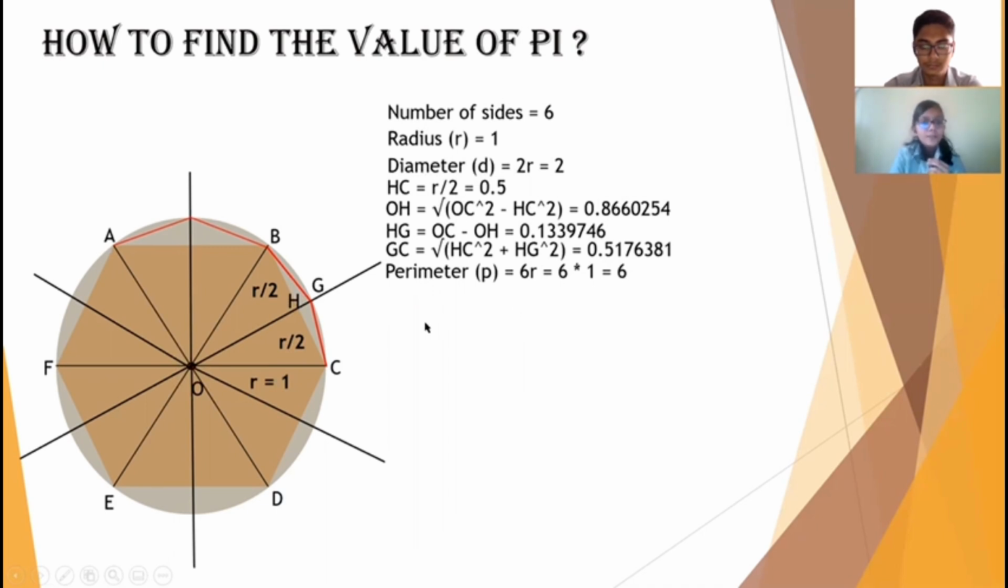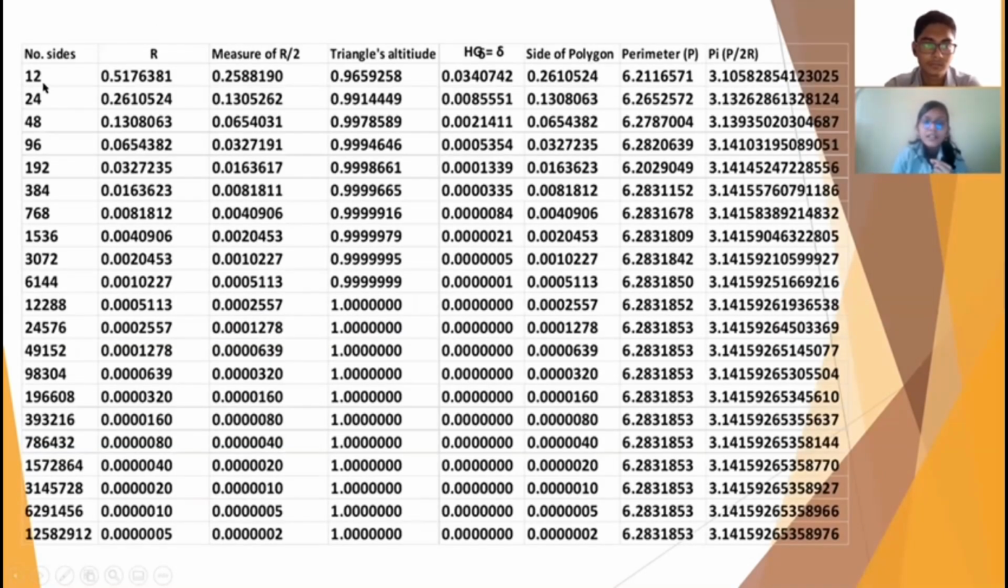We know that the circumference or perimeter of a circle is 2 pi r, so the value of pi is perimeter by diameter. Here, the value of pi is 6 by 2, which is 3. As the number of sides of the polygon is increased to 12, 24, 48 and so on, the value of pi becomes more and more precise.